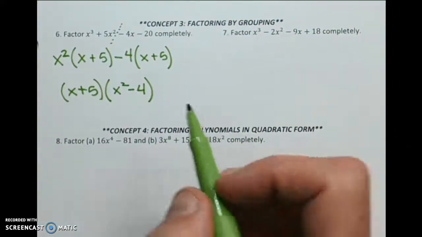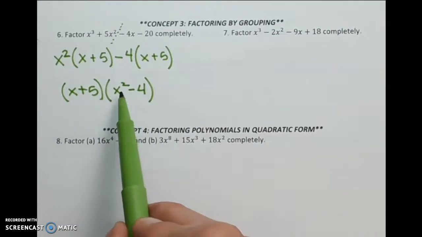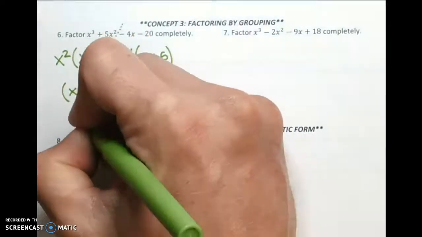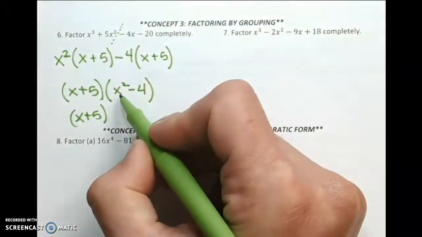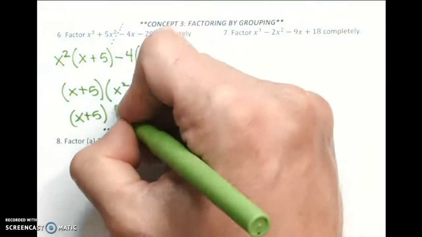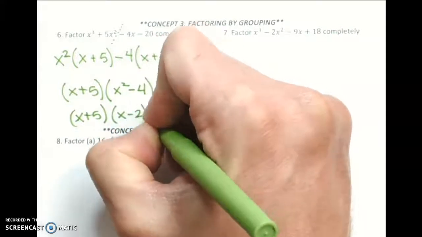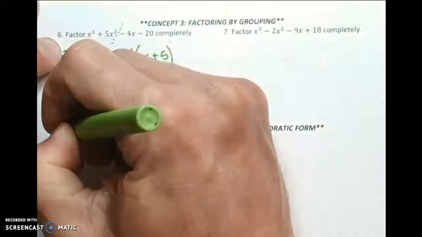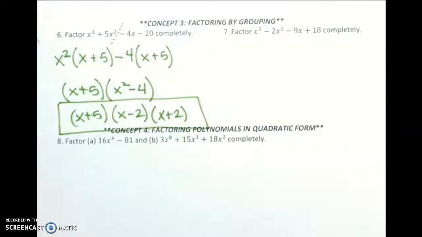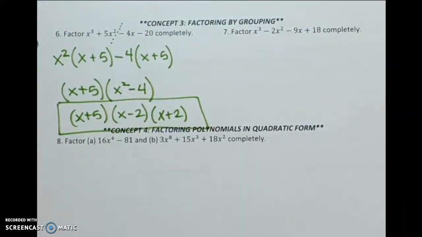And then you always want to look to continue to factor, and in this case you can. So I'm going to go one more step. I have the quantity of x plus 5, but this perfect square minus perfect square factors to x minus 2 and x plus 2. And there we go. There's that one.